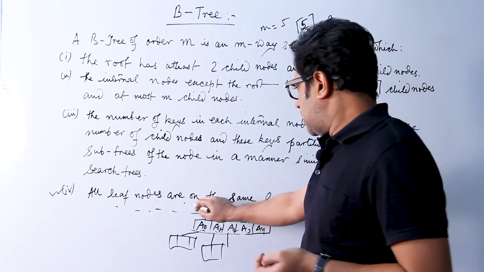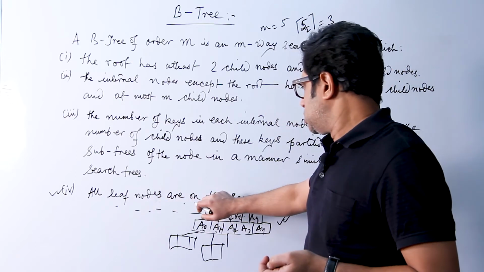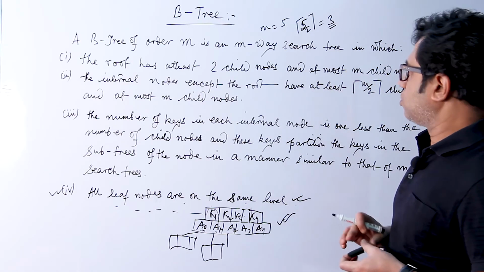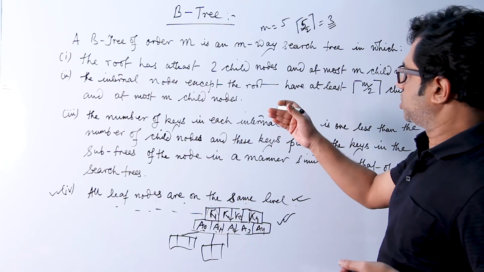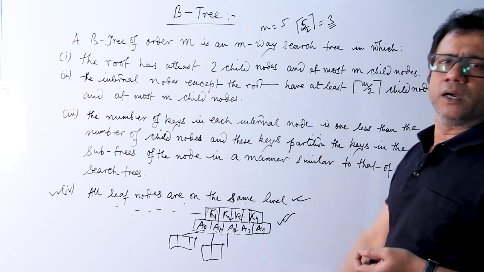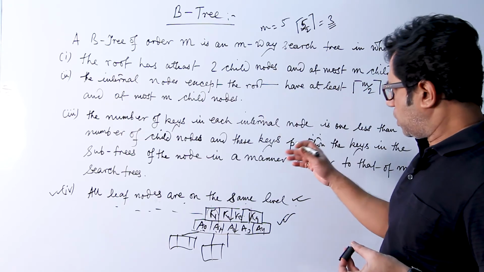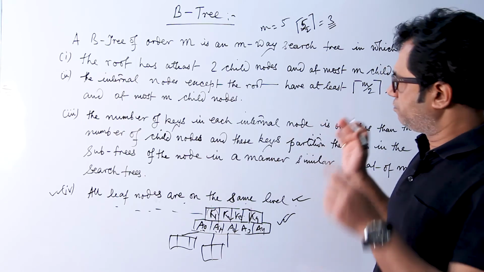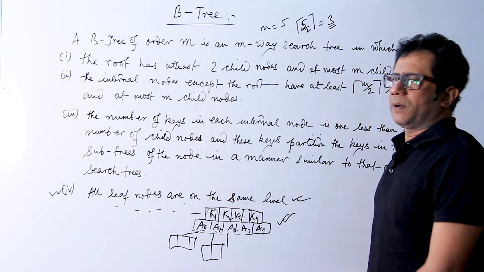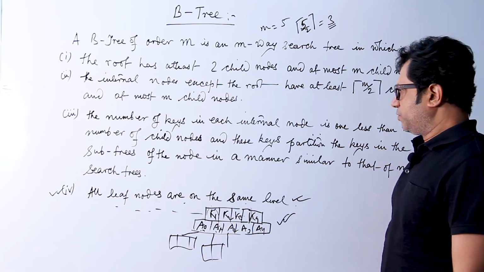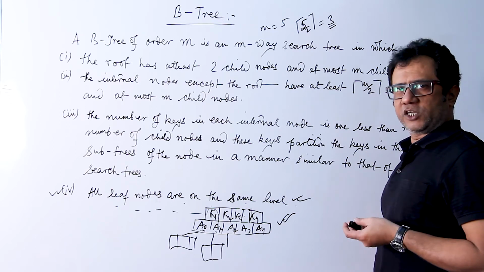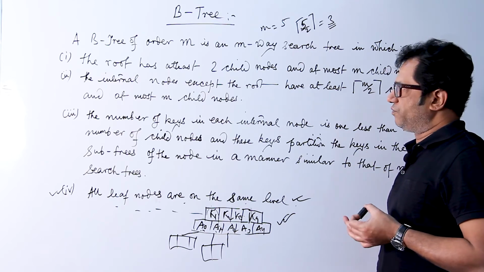So all leaf nodes should be on the same level in the B tree. So these are the explanations of the 4 criteria which an M-way search tree must hold in order to be a B tree of order M. After this, I am going to draw a small B tree for the purpose of explaining these points by means of a pictorial representation. Before that, I am going to wrap up this portion and get back to you with the pictorial representation and its explanation.